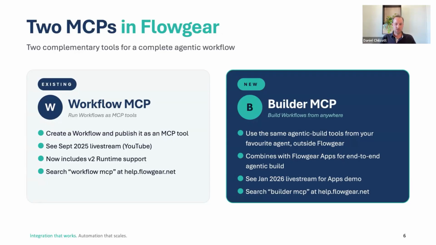Now, we did also talk about Flowgear apps a little earlier this year. We did a live stream on that. So if you want to catch up, you haven't used Flowgear apps before, we covered that in January. That's also on YouTube. And everything that I'm going to show you today is documented at help.flowgear.net. So just search for Builder MCP over at help.flowgear.net.